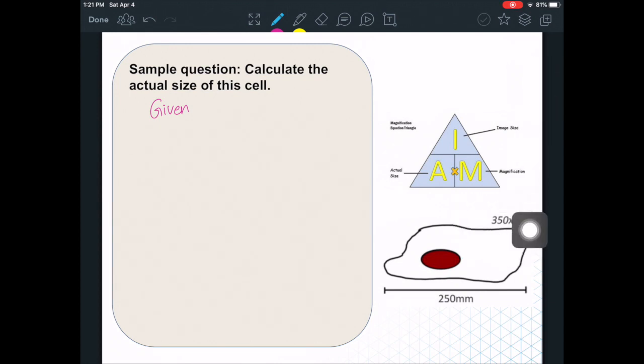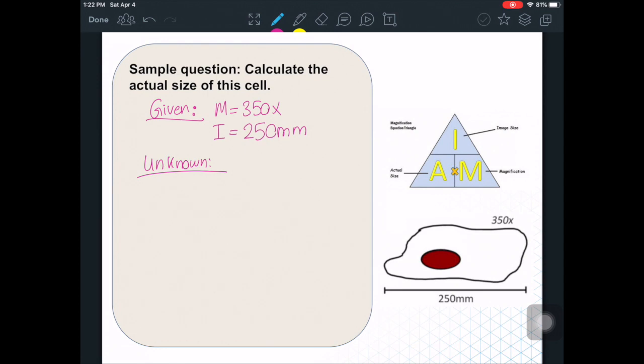So I know my magnification is times 350. The reason I know this is because magnification always has an x at the end. So M equals 350x. And then my image size is always going to be the number that is underneath the image, right? Because this is the picture that has been zoomed in, so this is obviously not my actual size. So I is equal to 250 millimeters.